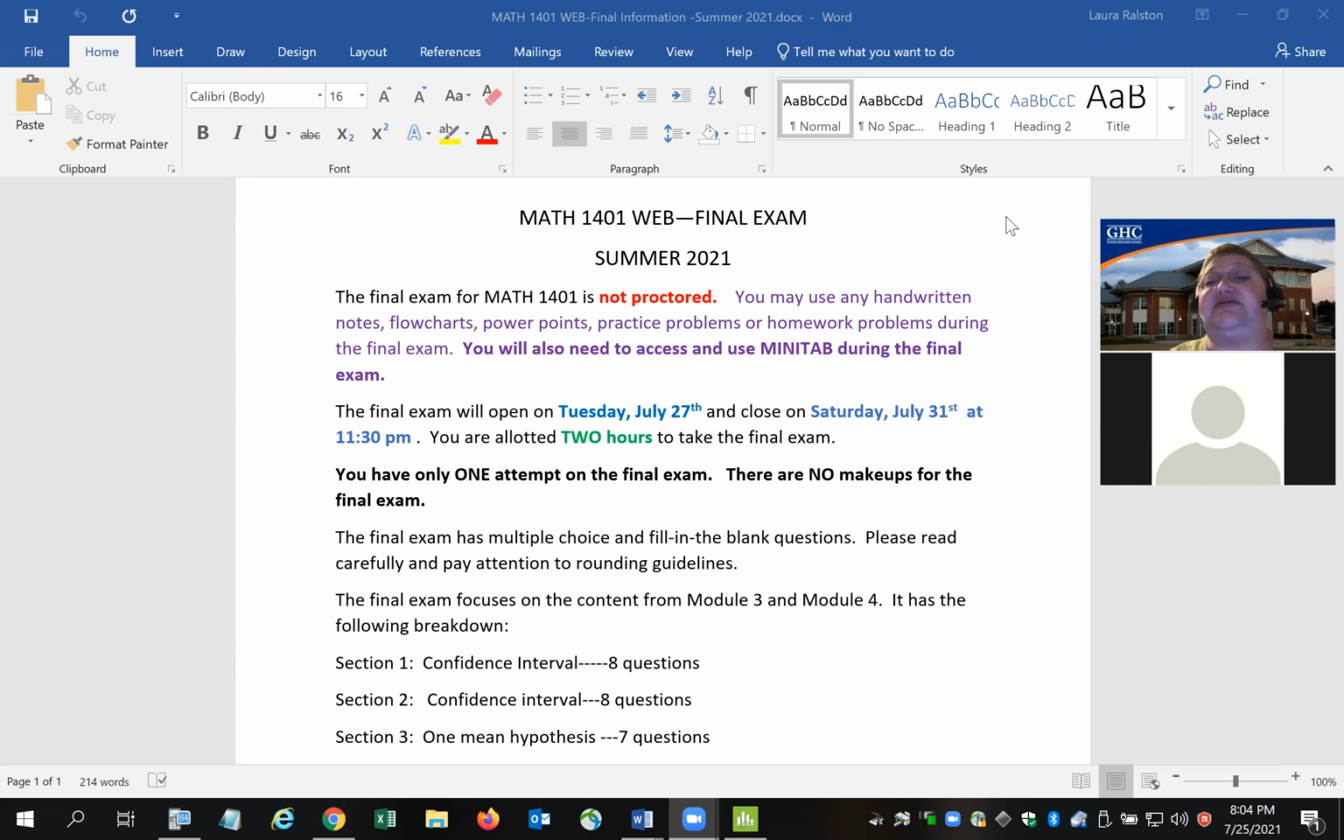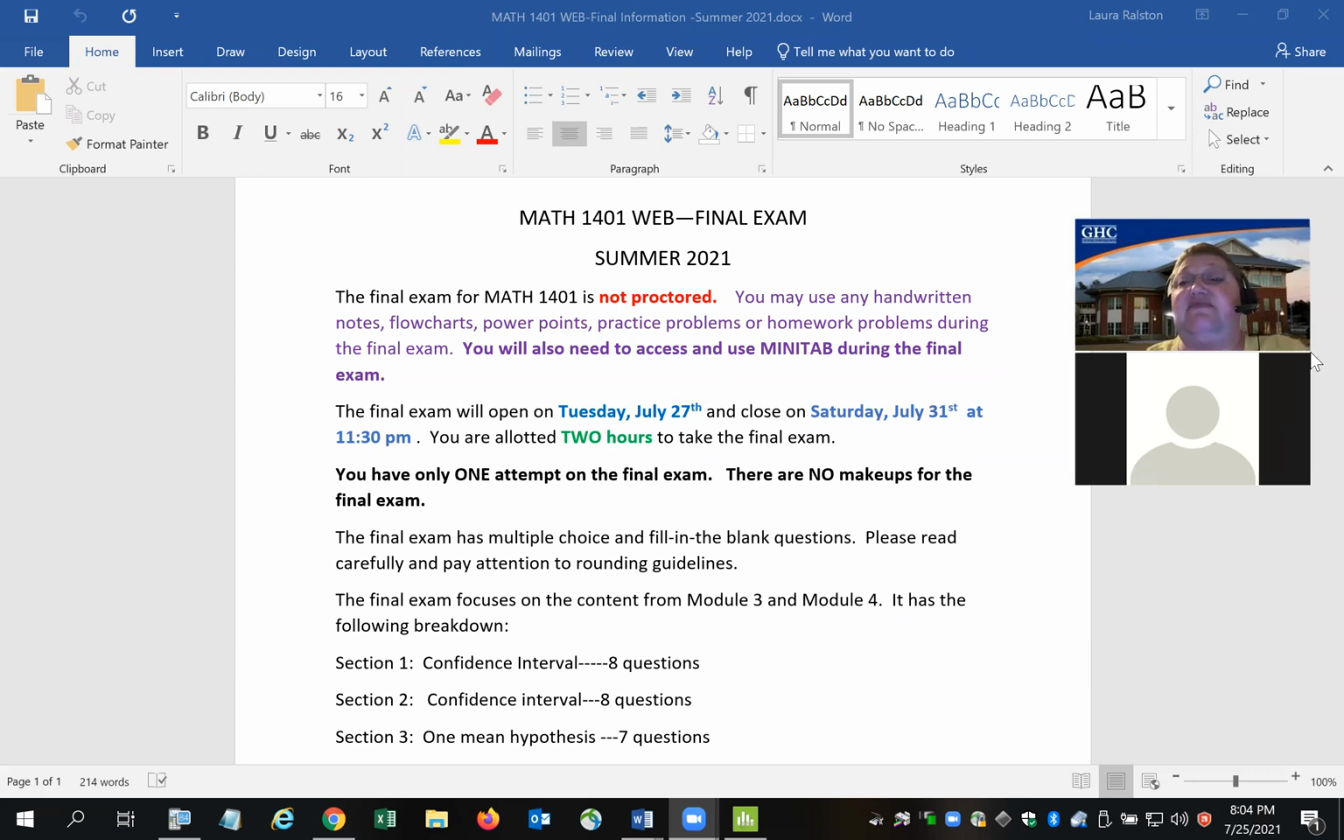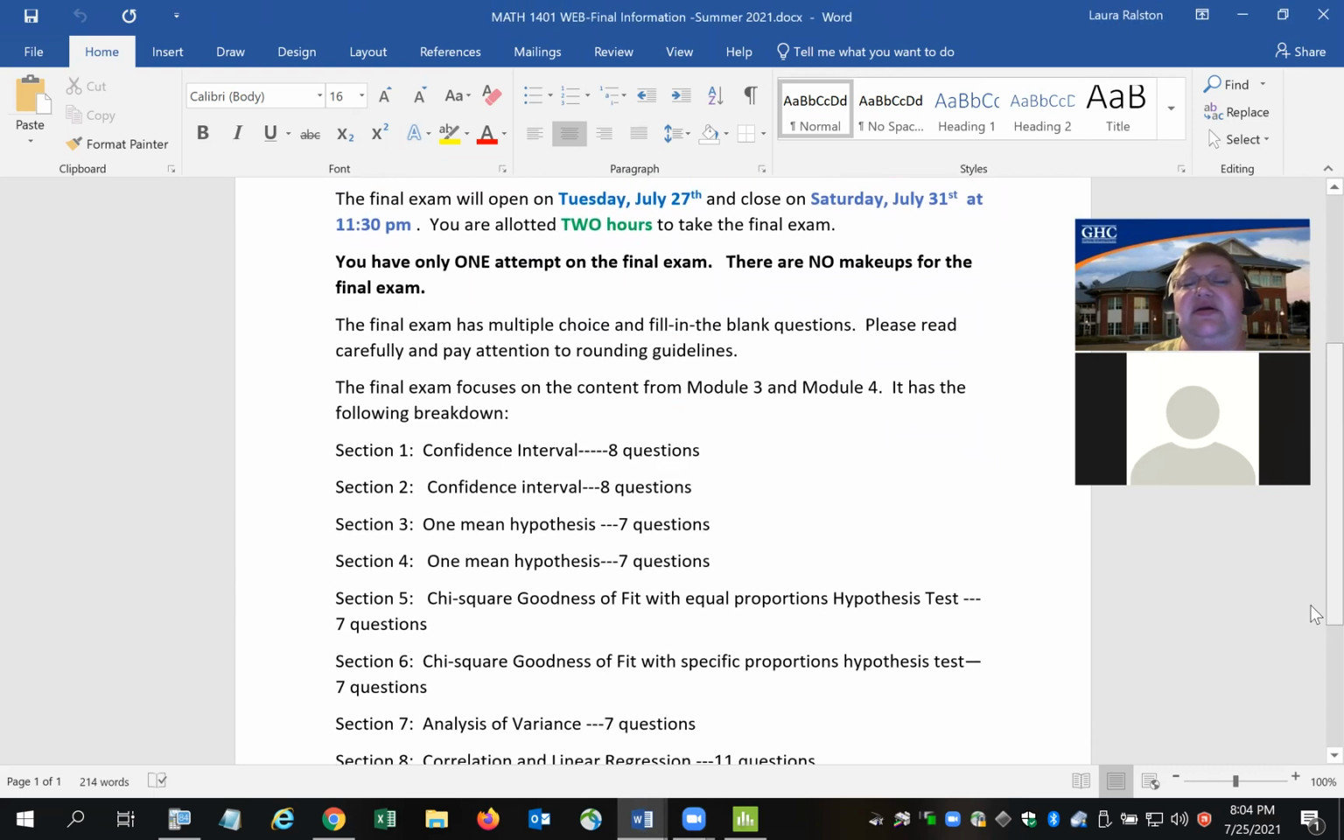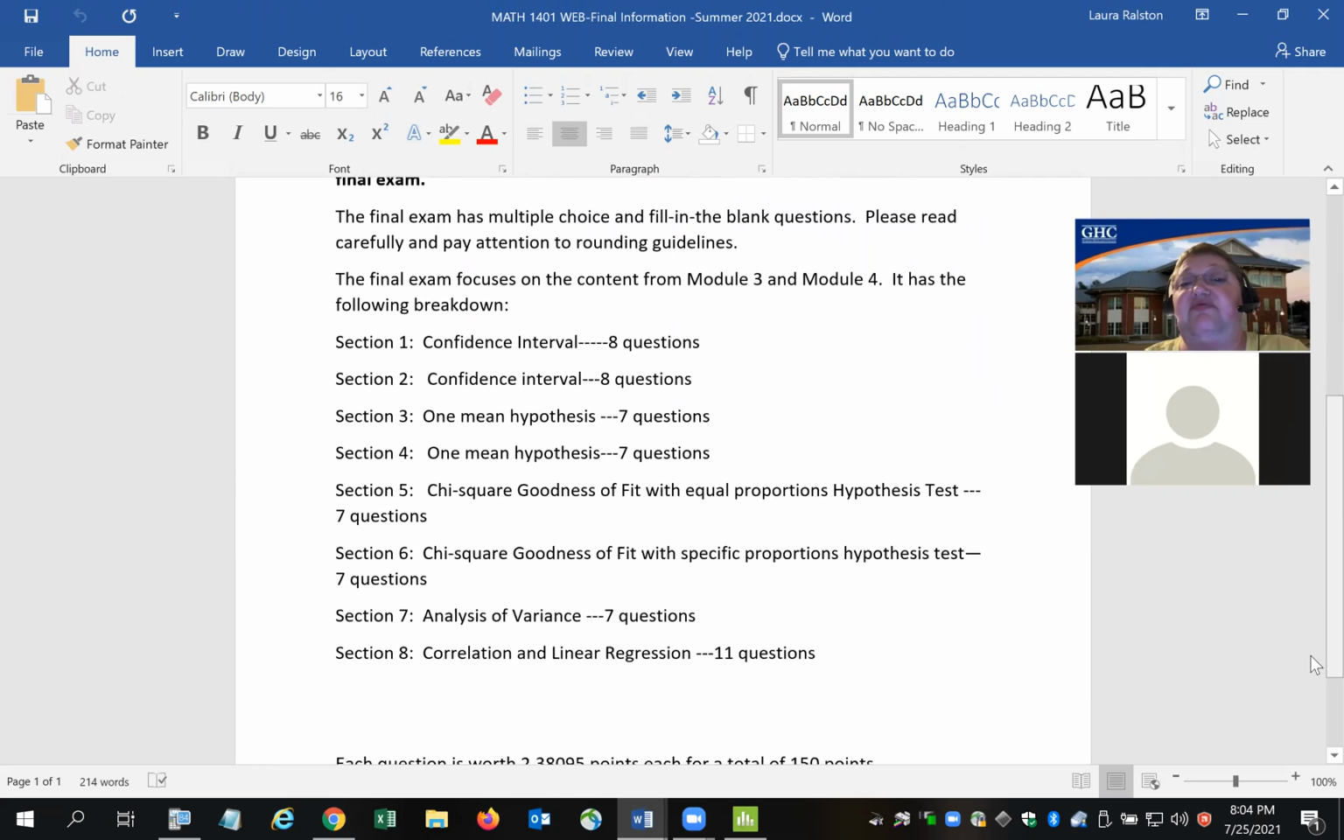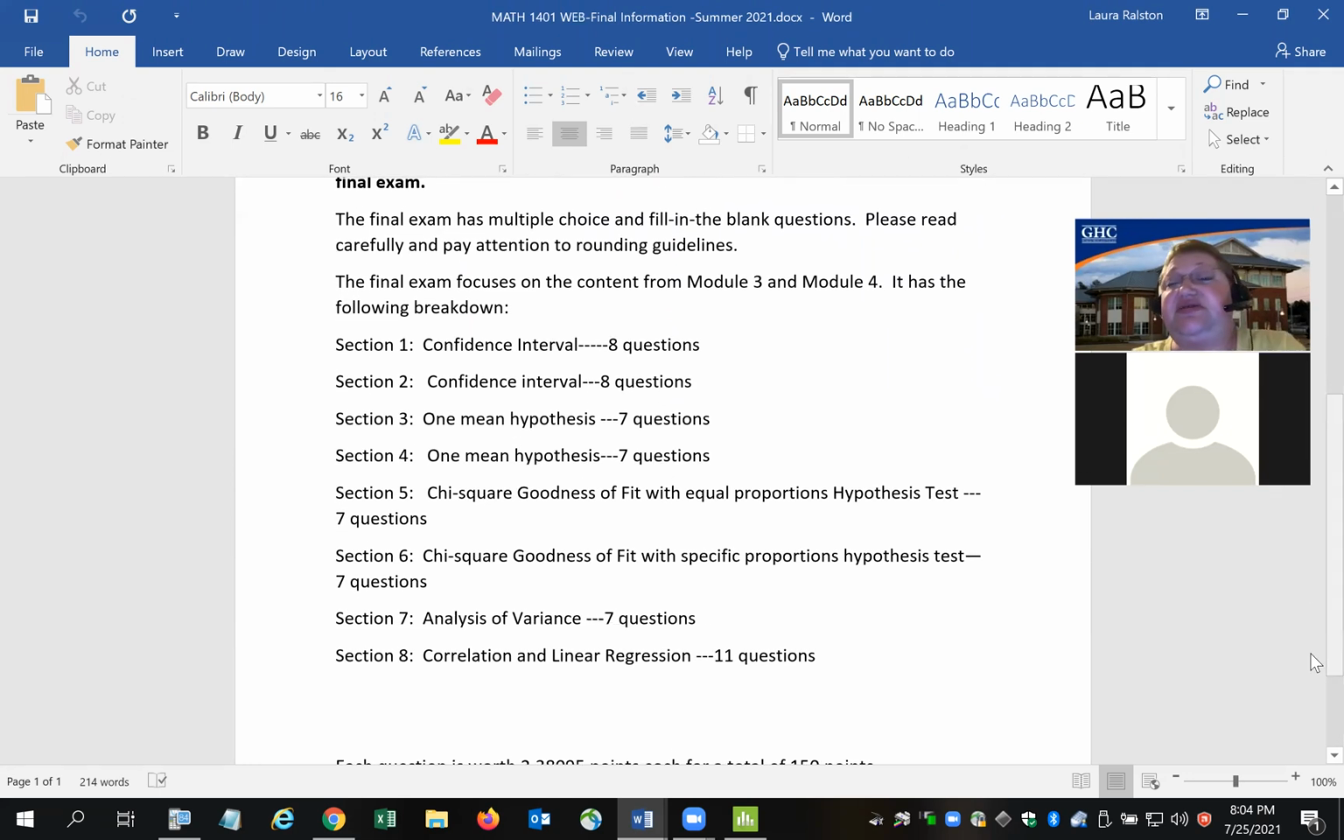The final exam focuses primarily on the content. In fact, all of it is on modules 3 and 4. And then I give you a breakdown of the questions you should expect. The first 2 sections are related to confidence intervals, which come from module 3. Sections 3 and 4 are related to the one mean hypothesis test. I would anticipate that one of those is a Z, as in zebra test, and the other is a T, as in tiger test.